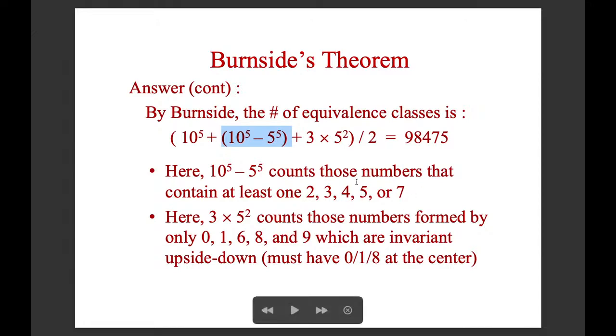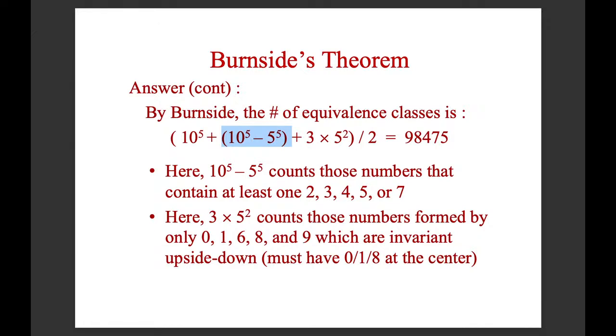So how many of them? As long as it contains 2, 3, 5, 4, 7. So as long as it is not the case that all of them are formed by the remaining numbers. The remaining numbers, there are 5 of them: 0, 1, 6, 8, 9. So as long as they are not those 5 to the power 5 numbers, then they are invariant. So altogether, the number of 5-digit numbers that contain 2, 3, 4, 5, or 7 is 10 to the power 5 minus 5 to the power 5.